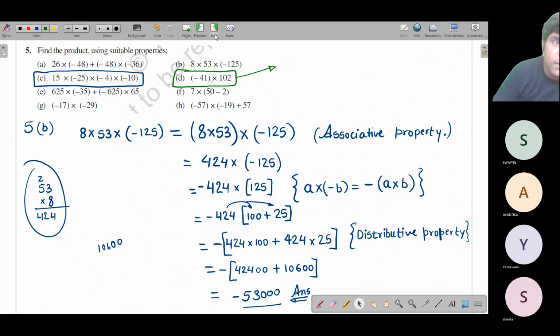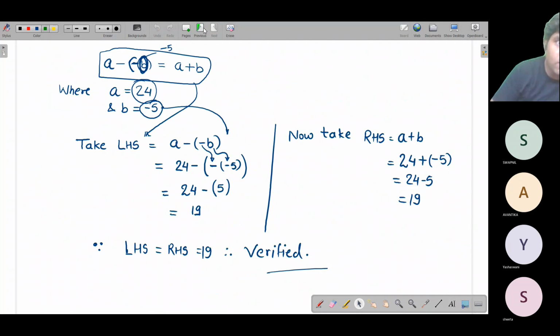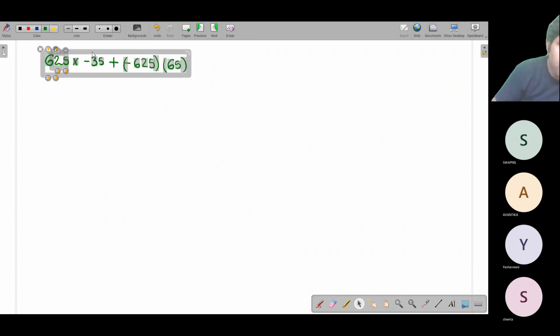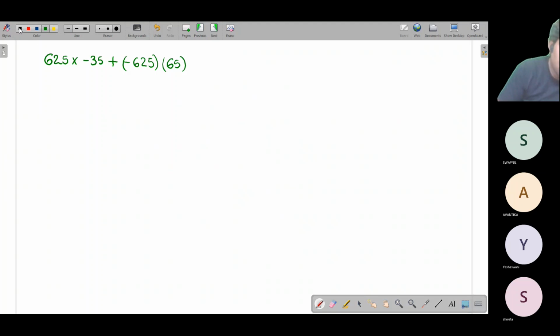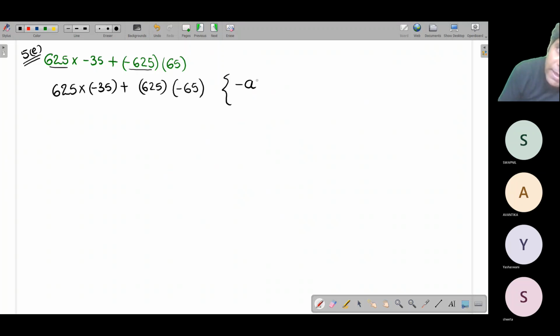Now we will solve the problem E. Here we can write 625 is multiplied with this minus of 35 plus 625 with positive sign, because we have to take this as a distribution in these two sums. And we can write here that minus of 65. And why are we writing that? Because minus of A is multiplied with B, we can write it as A is multiplied with minus of B, and both are equal to minus of A multiplied by B.